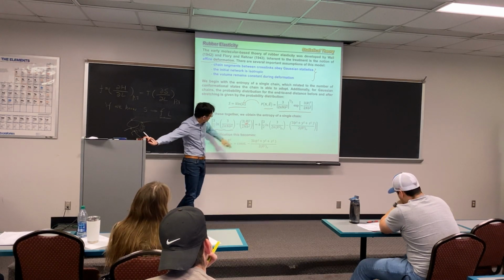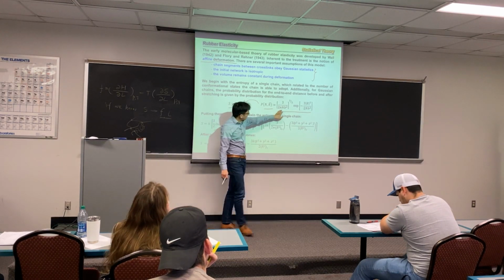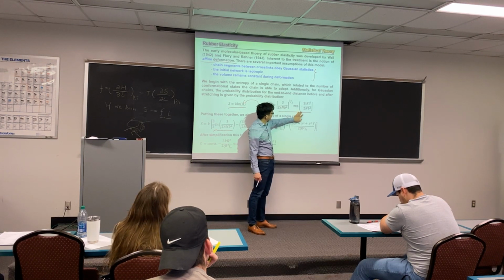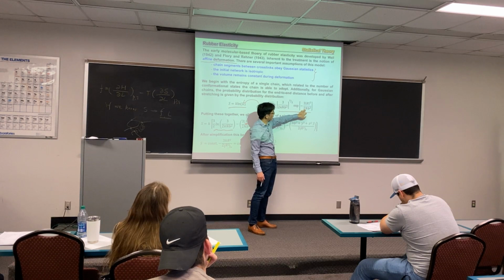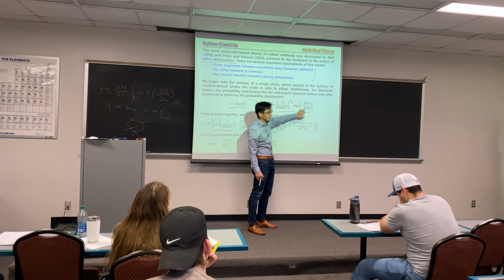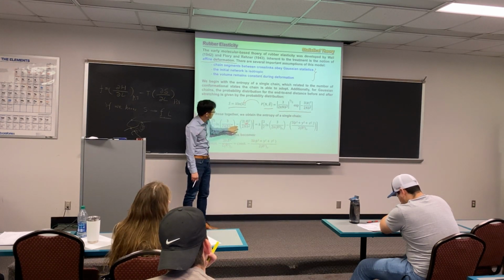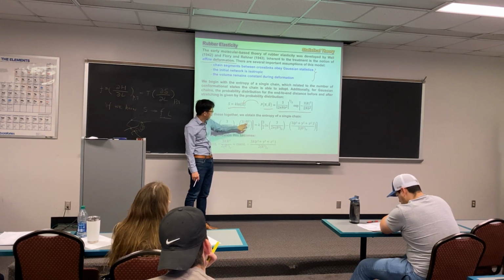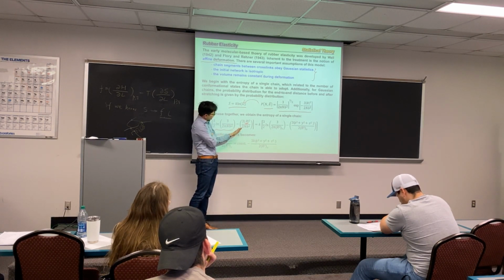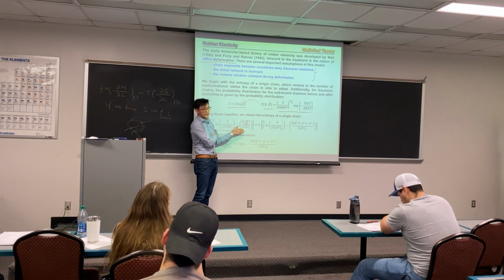And second, ln of the exponential of 3r squared divided by 2mb squared. If you take the ln of that, it will give you minus 3r squared over 2mb squared. So this part actually depends on what the r value is.